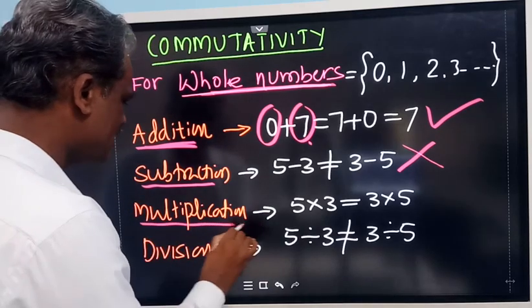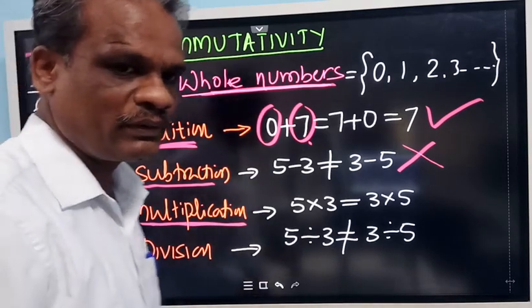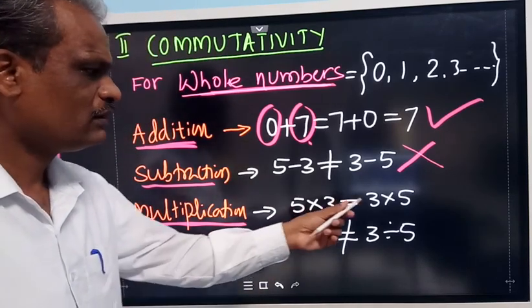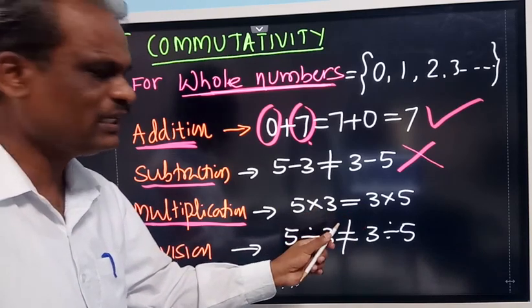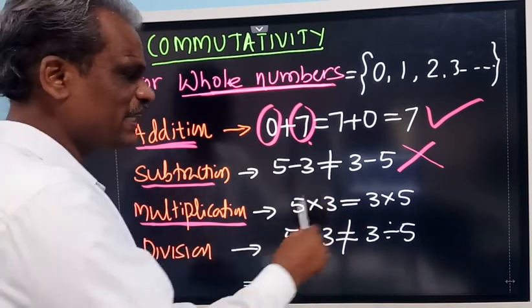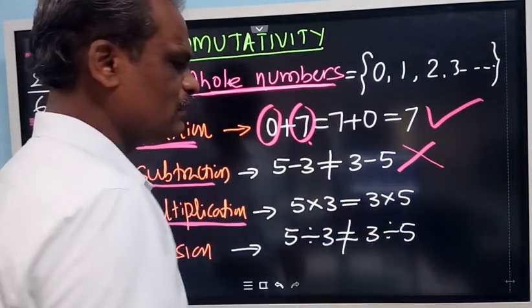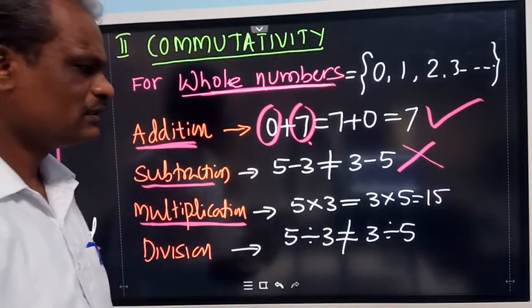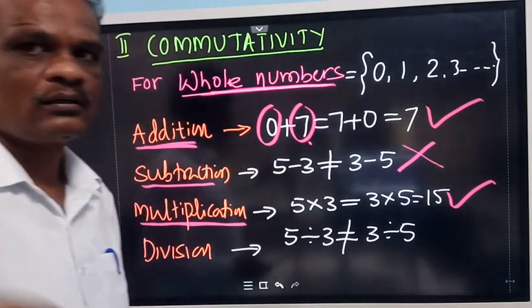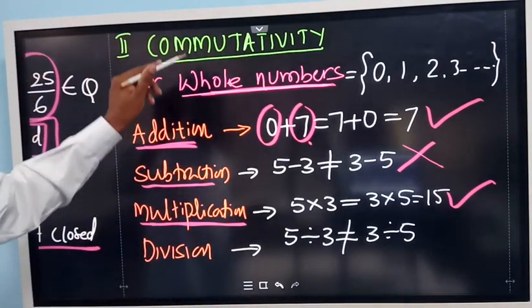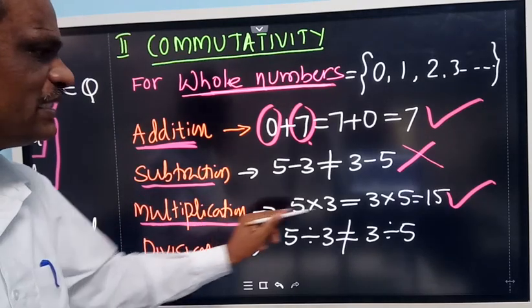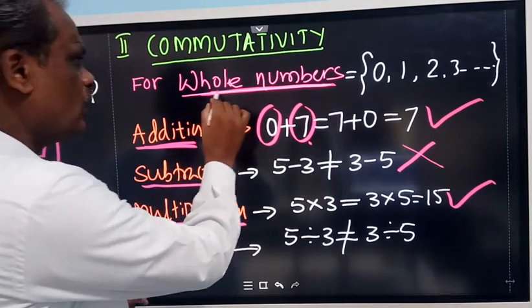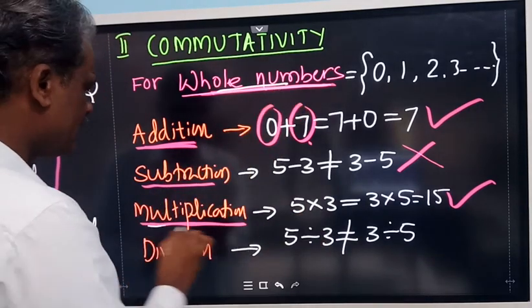Okay. Come to the multiplication now. 5 into 3. Selected two numbers 5 and 3. Multiply, what is the product? You are getting 15. Interchange them. Multiplicand and multiplier are interchanged. 3 into 5. So you are getting the same answer. 3 into 5 or 5 into 3, both are same. Therefore, the commutative property of whole numbers under multiplication holds good here. 5 into 3, 3 into 5 is equal to 15. Therefore, whole numbers are commutative under multiplication.